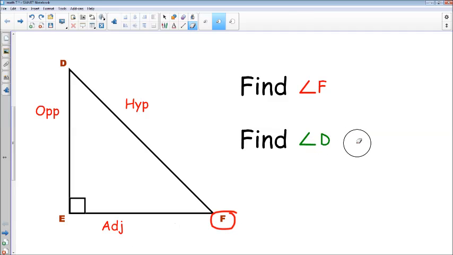And I'm going to give you guys another example. If I were to say find the hypotenuse, opposite, and adjacent for angle D, the opposite would be different now. It would be E to F, and hypotenuse would always be D to F, and adjacent would be D to E.